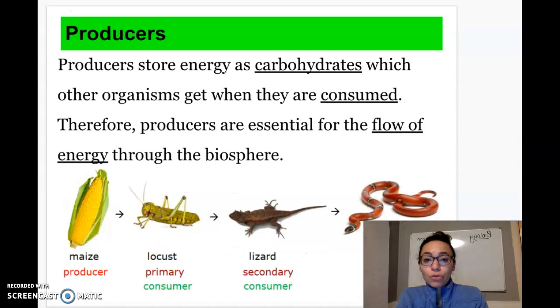So producers store energy as carbohydrates, which other organisms get when they are consumed. Therefore, the producers are essential for the flow of energy in the biosphere, right? They're the base of every food chain. It all starts with the producer. They harness the energy from the sun, store it as carbohydrates so that it can pass to the consumers when they get eaten.